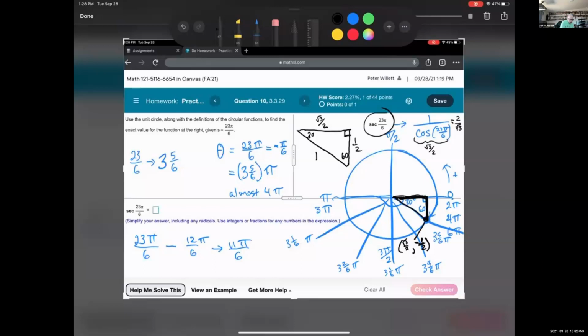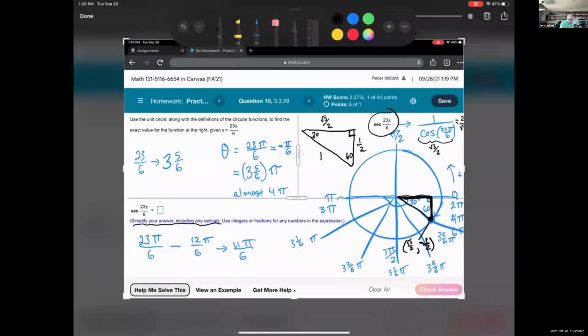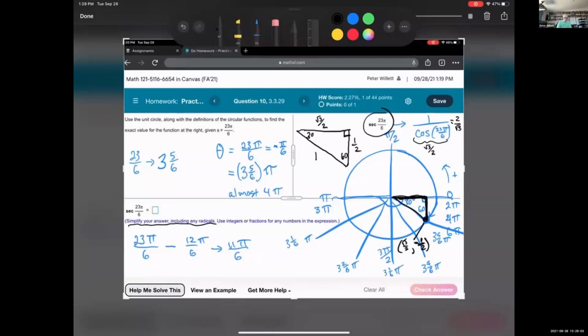Now it does say to simplify our answer, include any radicals using integers or fractions. They may even want me to rationalize that denominator. I don't know if they want that or not. We can try it both ways and see if they give me credit both ways or one way or another. But ultimately the answer is 2 divided by the square root of 3. So let me pause there and see if there are any questions about how I came up with that.